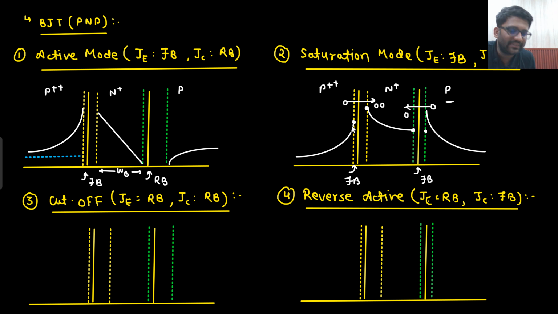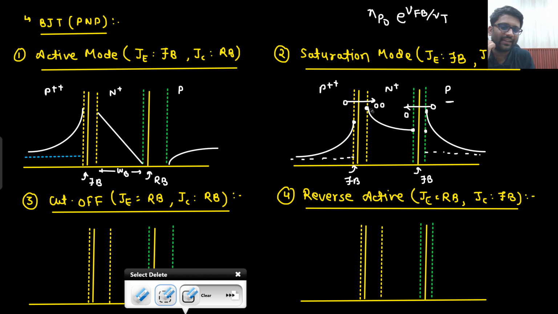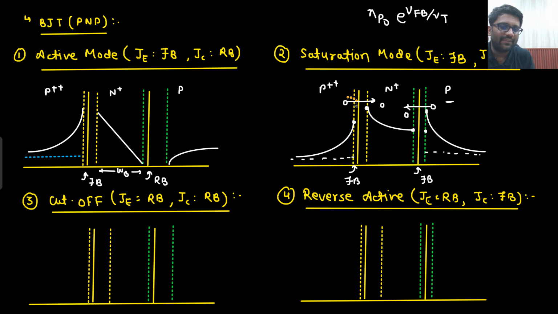How is this particular point decided? This is your NP naught e to the power V forward bias divided by Vt. So here this is your NP naught value. Here this NP naught value is lesser. That means this point will be at lesser height. And here this NP naught value is more, because this is P plus plus, no? This is P. So if this concentration is higher, that means this point will also be higher. I hope you are able to understand. Or if you are not able to understand why this point is higher, why this point is lower, then simply forget about it. Just remember the kind of nature.